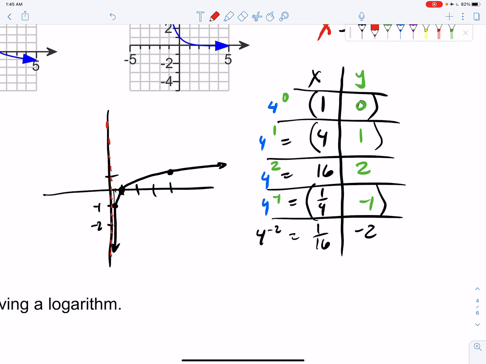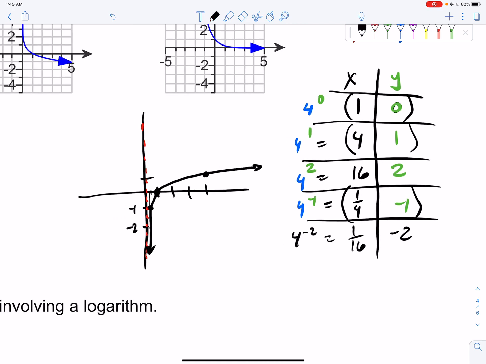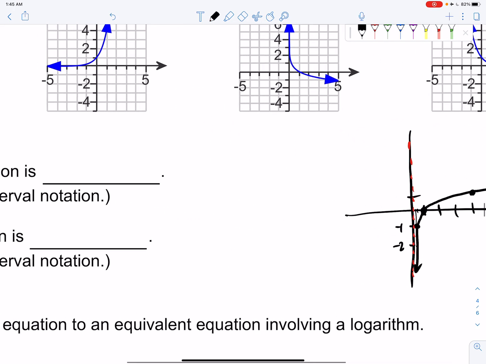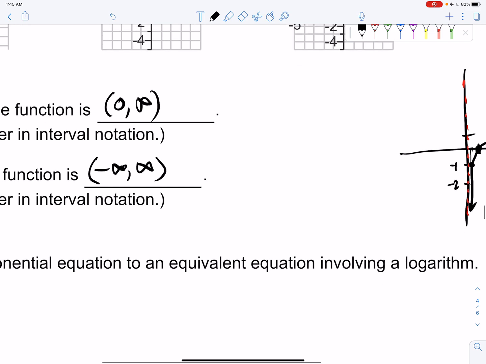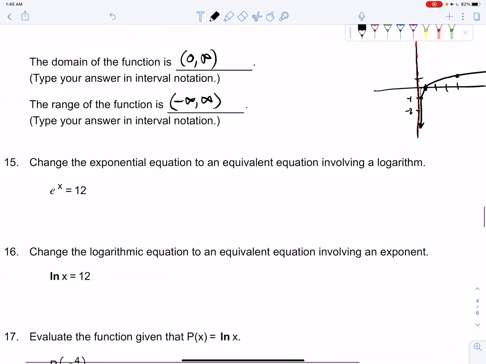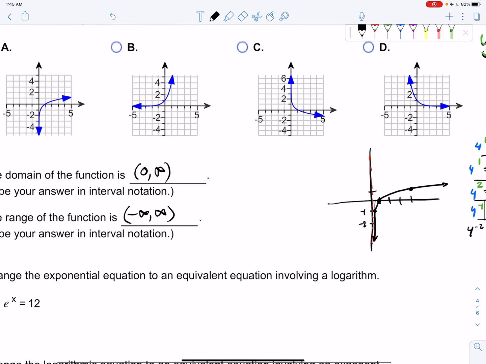Okay, so that helps us to understand what the heck the domain is. Well, the domain is going to go from 0 to infinity, and the range is all reals, negative infinity to positive infinity. Pretty sloppy little negative infinity going there. Try again. That's still good enough. And we move on. Oh, we didn't pick which one, right? It's got to be A.